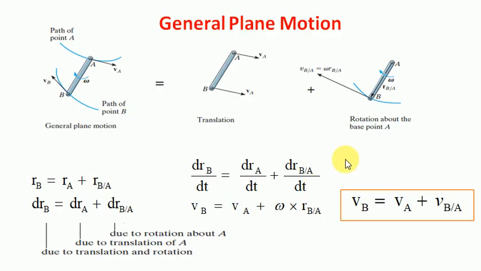But in this case, when it is undergoing general plane motion, this RBA will not be constant, so it keeps on changing. That's why here dRBA upon dt is a velocity, and that velocity is because of rotation. So we can say it is equal to omega into RBA. So finally, the velocity of B we can find by adding the translation velocity of A and the velocity of B with respect to A. This is how we can find the velocity of any particle undergoing general plane motion, and this method is called the relative velocity method.